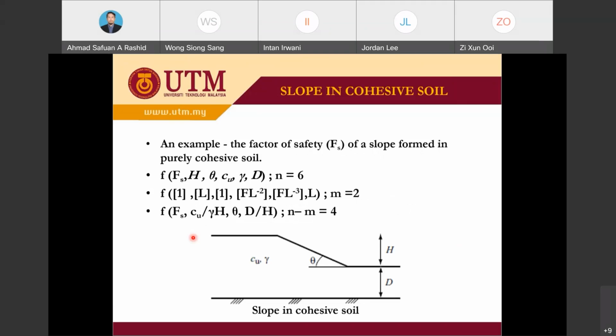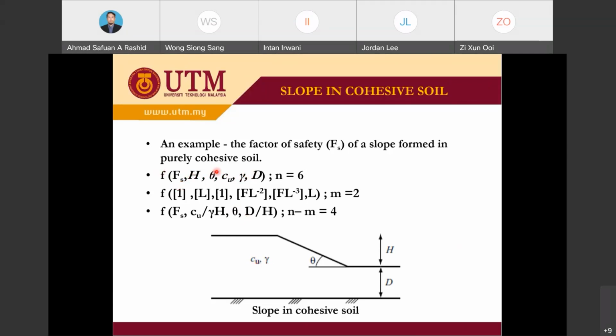Okay. So for example, the factor of safety, Fs, of a slope formed in purely cohesive soil. So factor of safety is the output. Okay. So in deriving the equation, we should include the output and also the input. For example, the output is factor of safety, while the input is H, theta, Cu, gamma, and D. Okay, so we have here Cu, and then we have gamma.